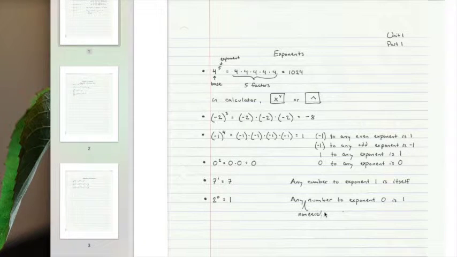Here's where the funny exception comes in. You'll notice I've written here non-zero. Any non-zero number to exponent 0 is 1 because we list 0 to the power of 0 as undefined. So if you're walking down the street and someone asks you what 0 to the power of 0 is, you tell them it's not a real thing. It's undefined. There is no answer to that problem.